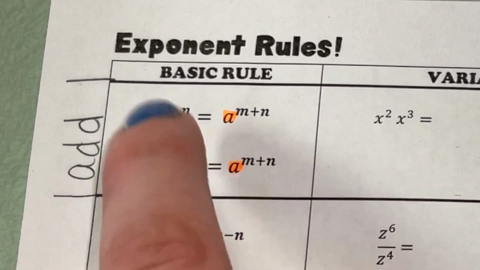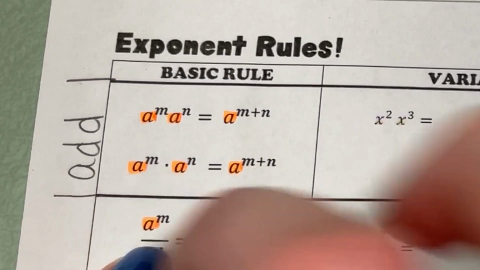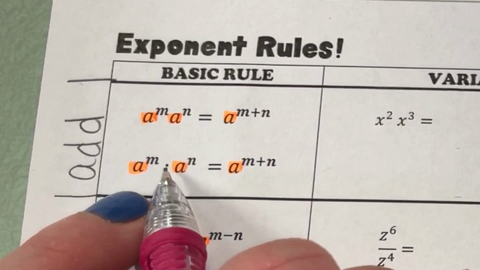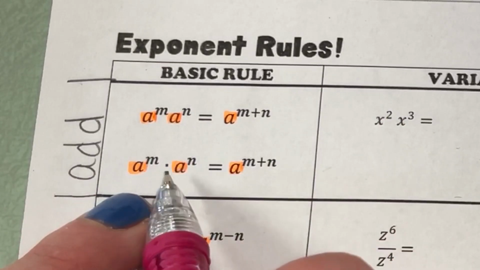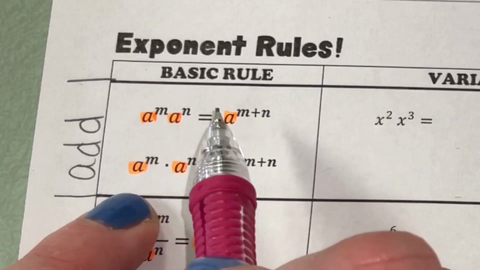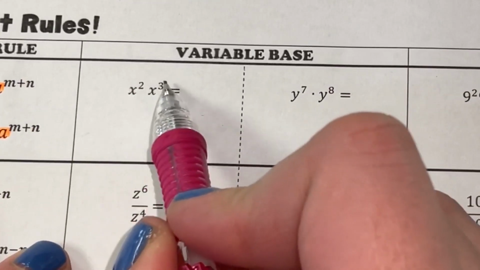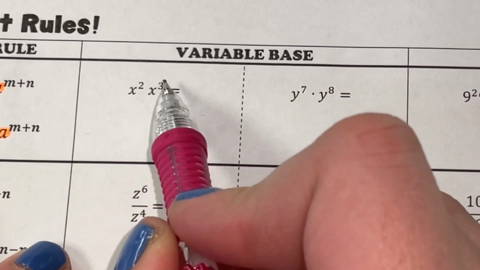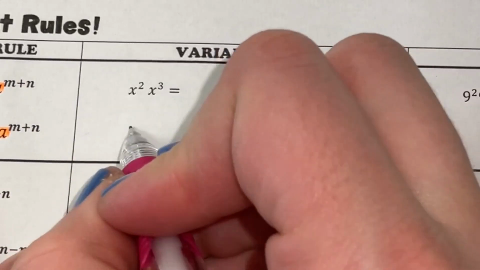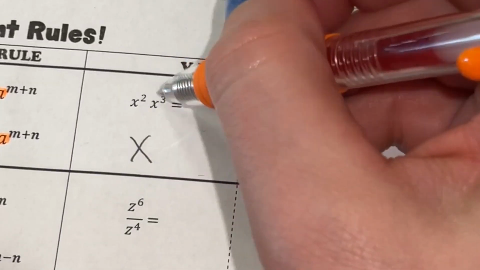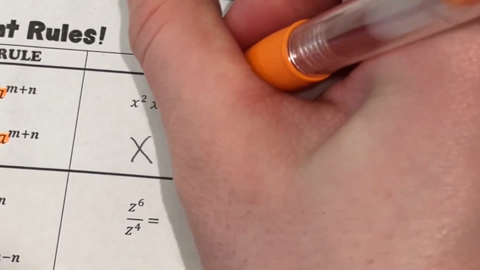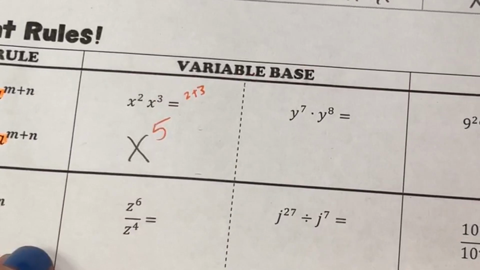That is gonna happen. Here, they actually have that little multiplication dot, but you still gotta know that you are adding those exponents. So same base being multiplied, add the exponents. Same base being multiplied, x squared, x to the 3rd, add the exponents. So I'm still gonna have that base, but I'm gonna add the exponents. So 2 plus 3, that gives me 5.